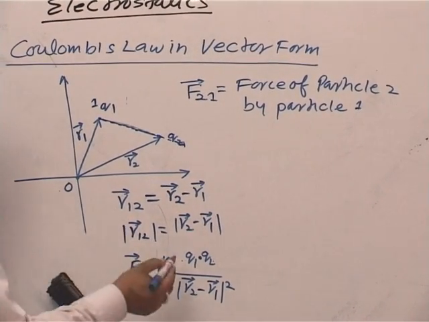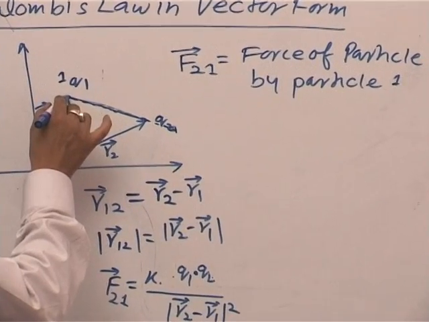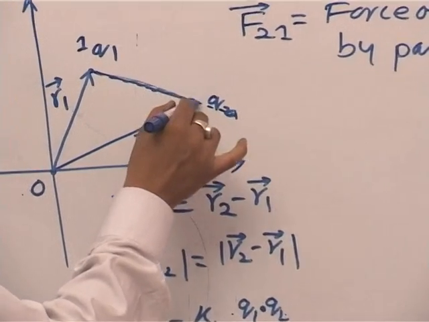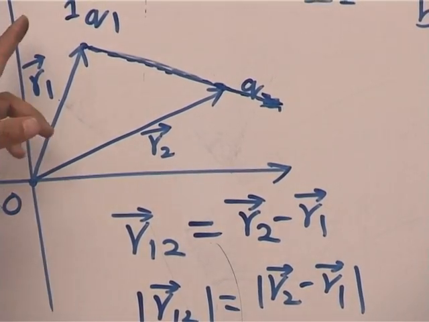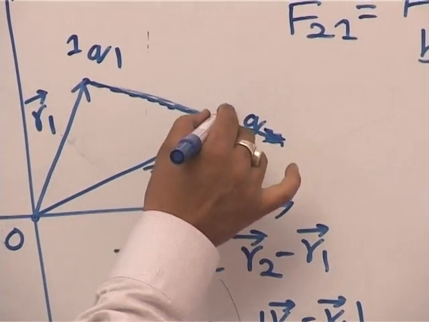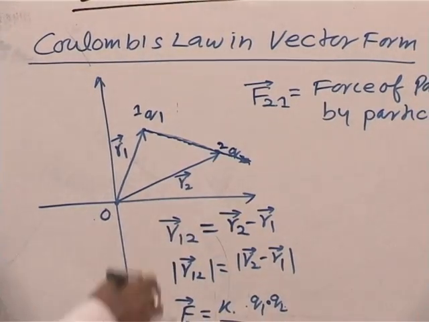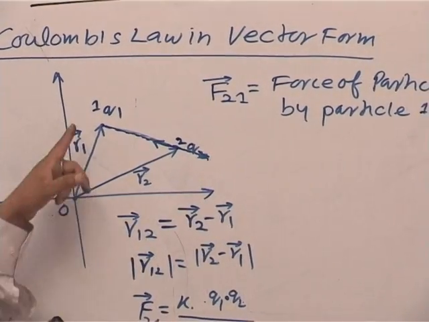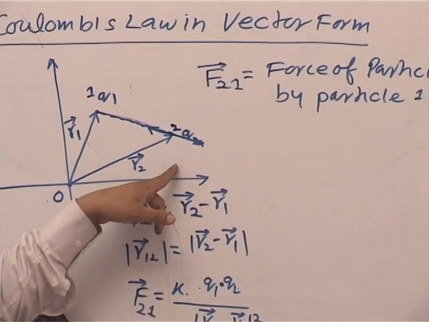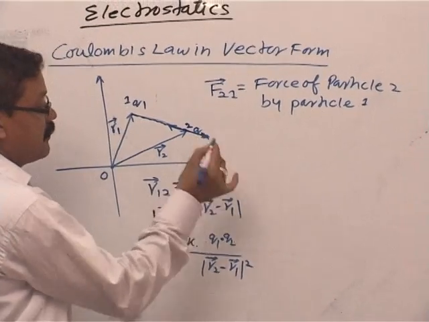As you can see, if the product of these two is positive, the force exerted by 1 on 2 will be in this direction, that is along the vector r12. This is 1, this is 2. So this is along the vector r12. If the product of these two is negative, then the force will be in this direction, that is opposite to the vector r12. So to represent direction we use unit vectors.